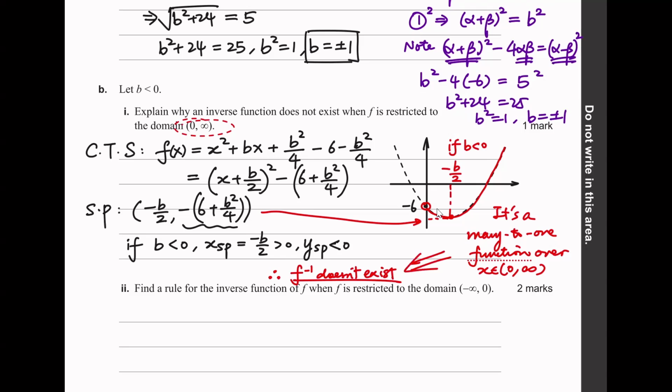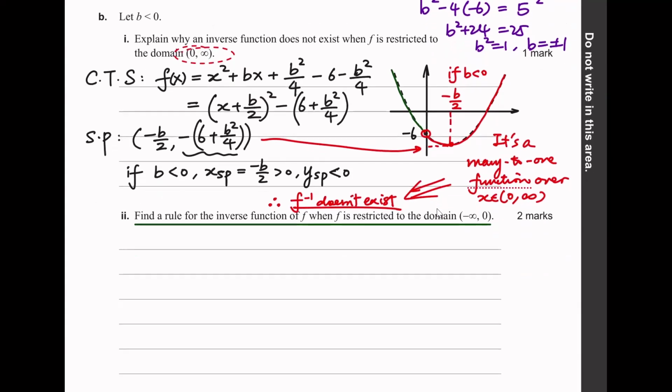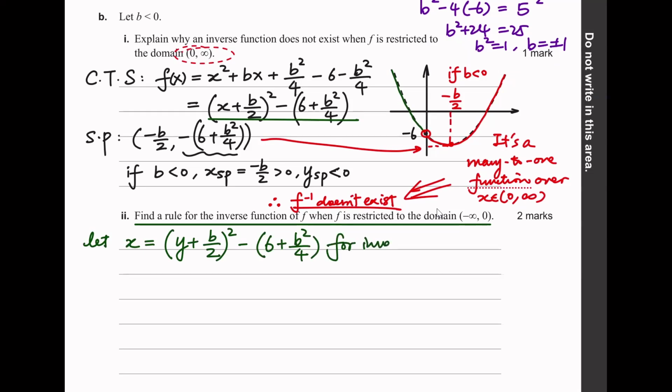But if you look at the next part, find the rule for the inverse function of f when f is restricted to the domain minus infinity to 0. This part is indeed invertible because it's a one-to-one function. So I'm going to use the complete square form to make our life easier. Let x equal y plus half b squared, take away 6 plus b squared over 4, for the inverse.